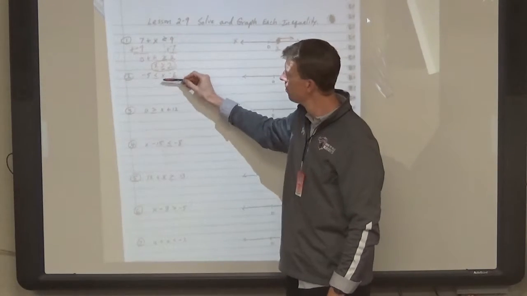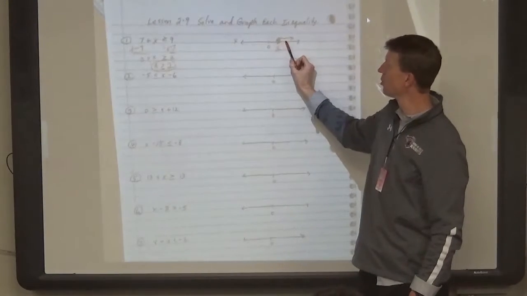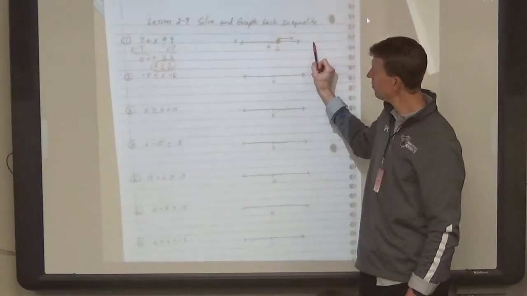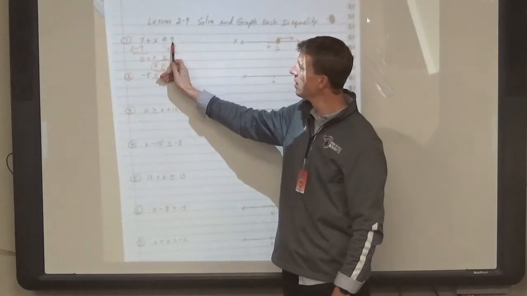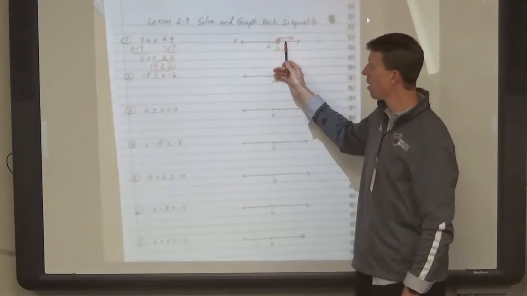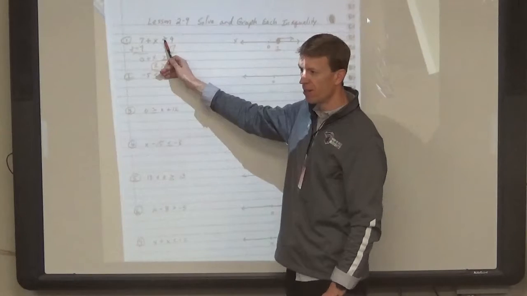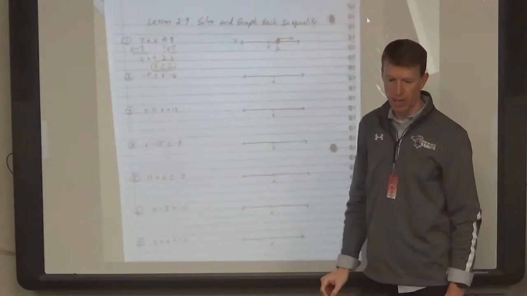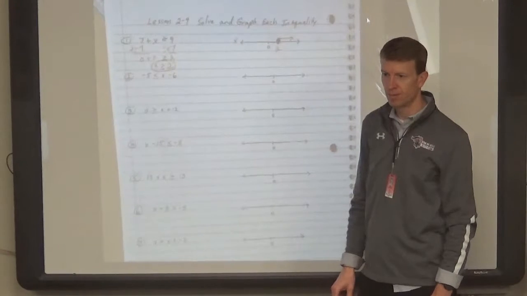But I thought x is 2. No, this shows what x is. x is greater than or equal to 2. So x could be 2, and that would make it true, because 7 plus 2 is equal to 9, but the number 3 also makes it true, because 7 plus 3 is greater than 9, and every number that's greater than 2 makes it true. I understand what you're saying. Okay.